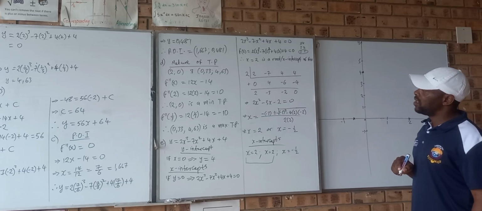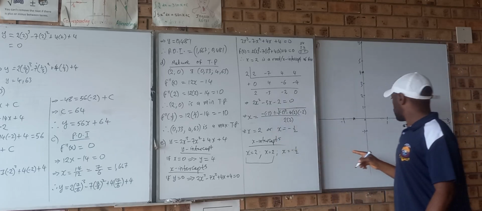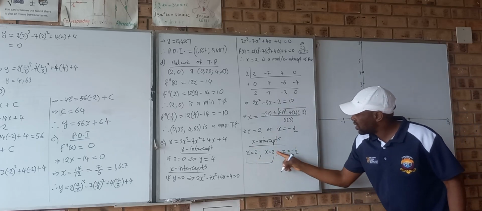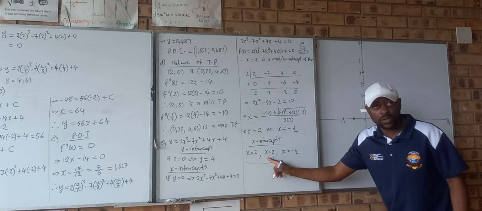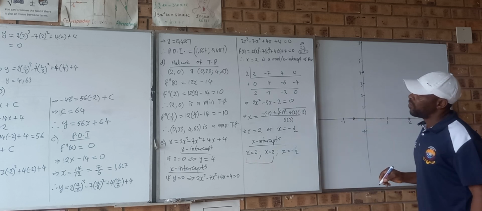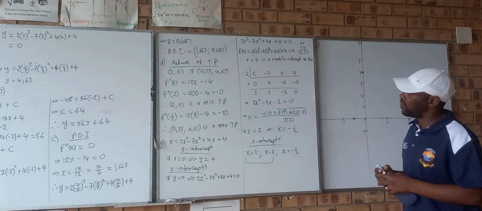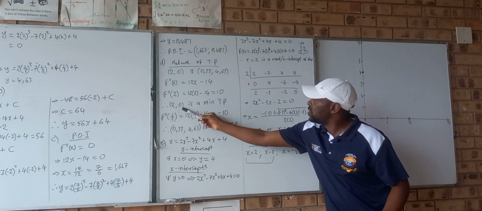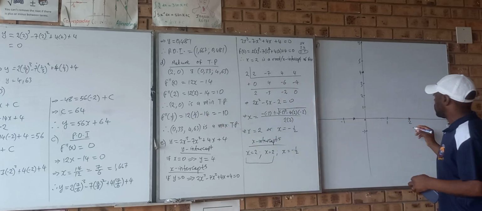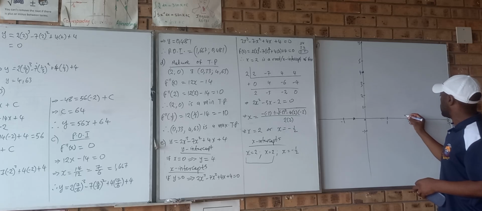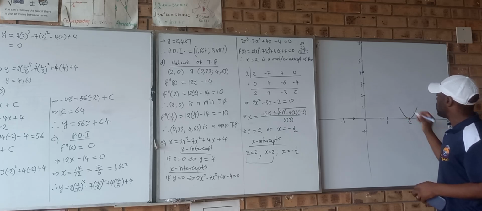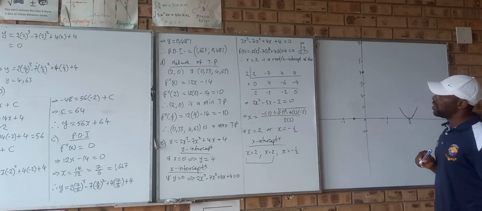Now the next thing is the turning points. We saw that 2 is an intercept, but it's a double point, so it's also a turning point. And from when we studied the nature of the turning points, (2, 0) was the minimum turning point. So we are expecting that at this point, our graph should have this shape. That should be the shape of our graph. It must be turning here.